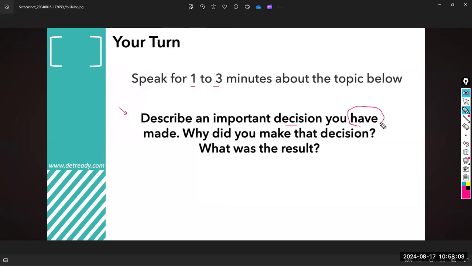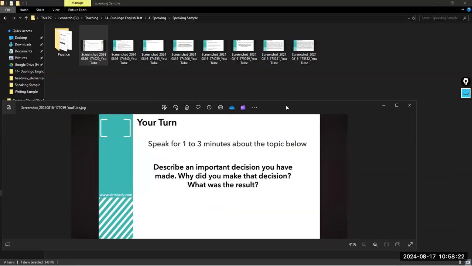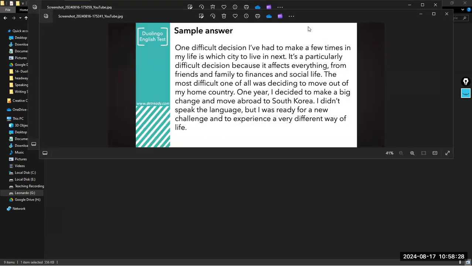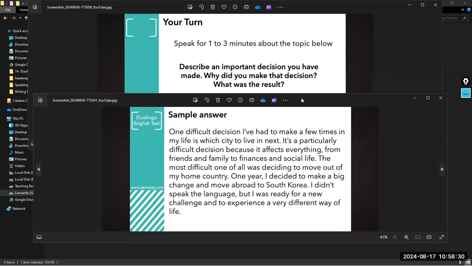Now, describe an important decision you have made. This is present perfect. Please be careful about the tense. Why did you make that decision? This is a question. What was the result? This is a second question. So let me show you the speaking sample about this topic. Then we have to practice. Let me read the speaking sample, and after that, I'm going to give you the chance to practice.